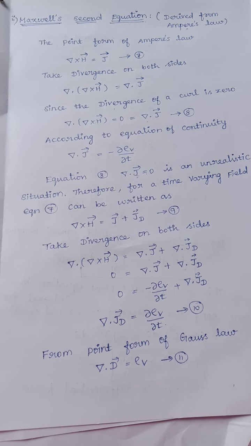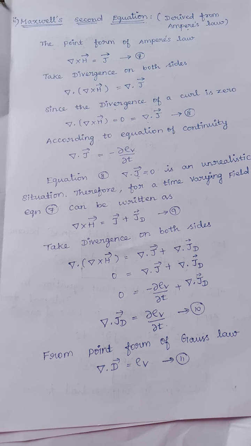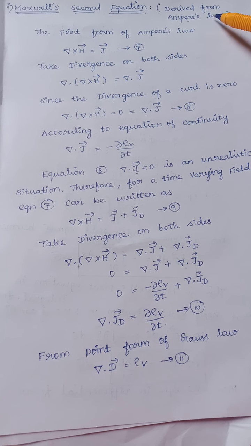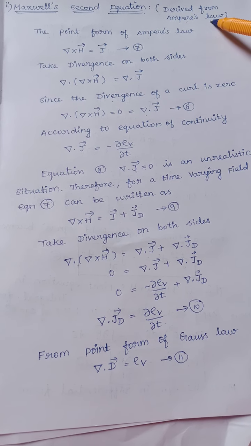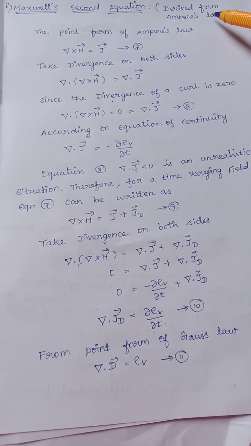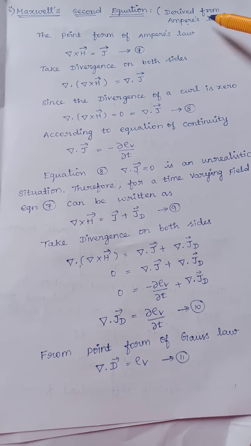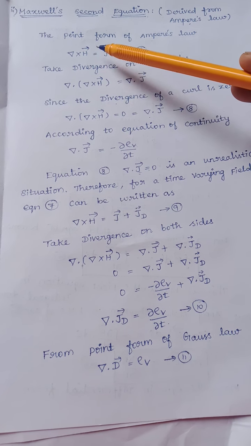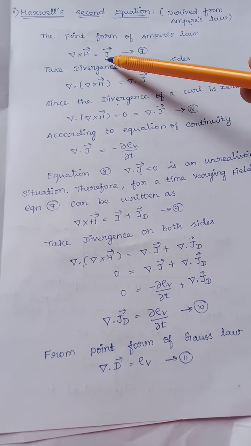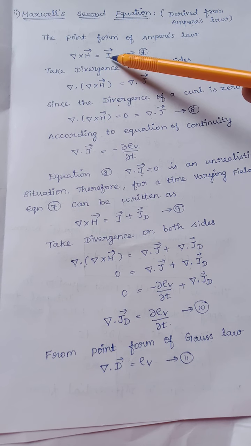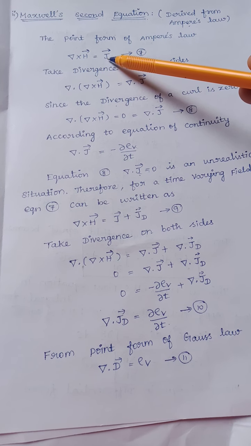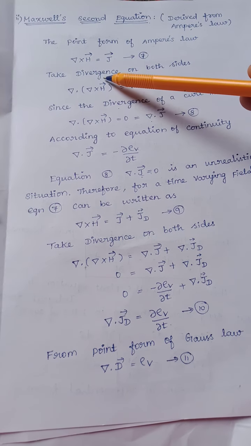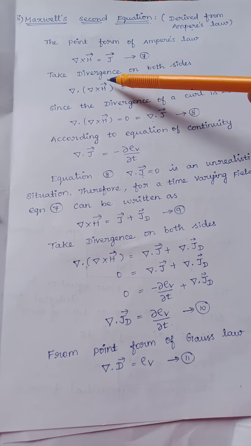Maxwell's second equation is derived from Ampere's law. Ampere's law states that the magnetic field intensity around a closed path is equal to the total current enclosed in that path. So the point form or differential form of Ampere's law can be written as del cross H vector equal to J, where J is current density. Now we have to take divergence on both sides of equation number 7.